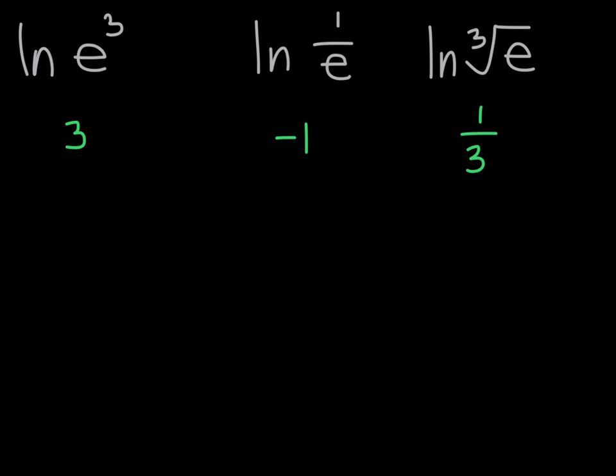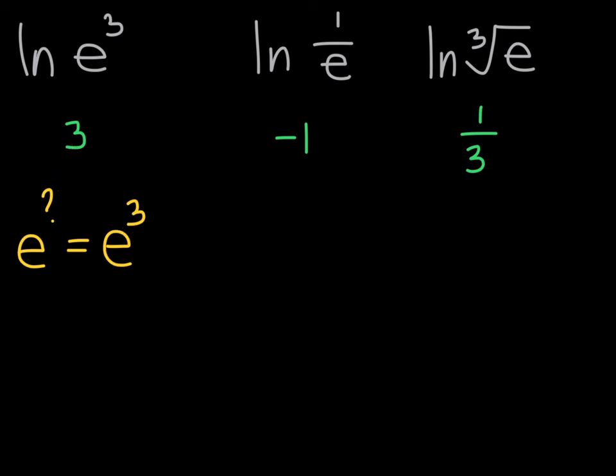Now, if you did not get any of these answers, if you are struggling to understand, please allow me to elaborate one more time for you. The natural log of e to the third power is really asking you, to what power do I need to raise base e in order to get e cubed? You would have to cube e in order to be equal to e cubed. So that's why that's 3.